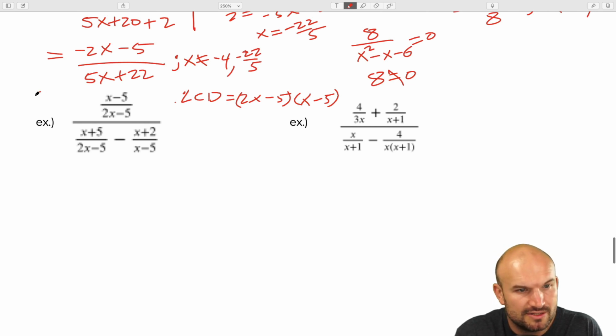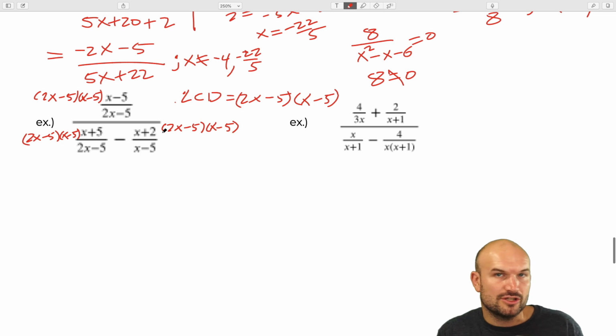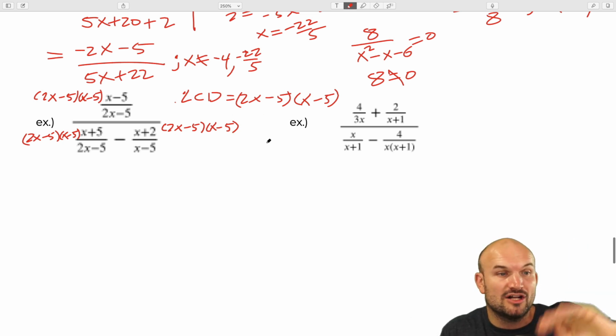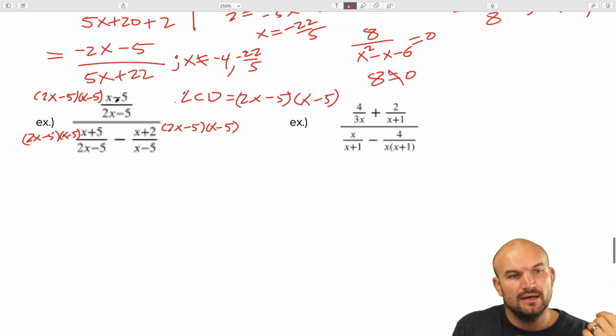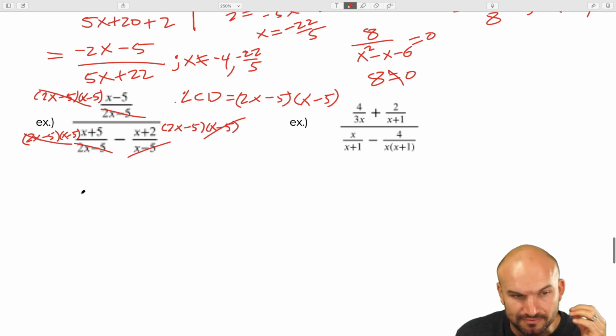So let's write it over here. So I'll do 2x minus 5 times x minus 5. Let's do it over here, 2x minus 5 times x minus 5. And then let's do this one, 2x minus 5 times x minus 5. So when I do the brackets, that's essentially what I'm doing. I'm distributing the LCD to every single term. Sometimes it's a little bit easier to understand it this way because you can see how things actually get divided out. Here you can see these 2x minus 5s are divided out. Here you can see the x minus 5s are getting divided out.